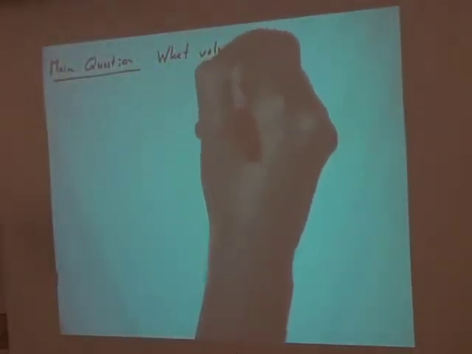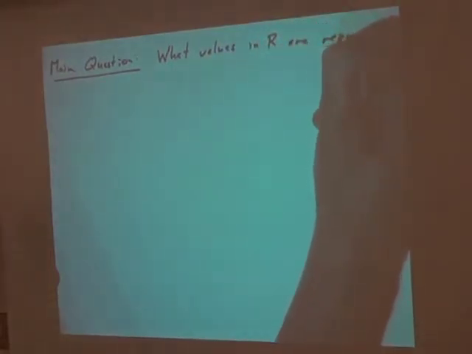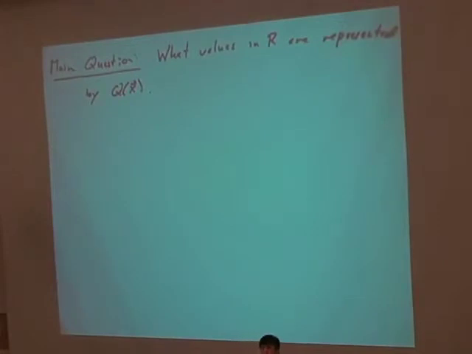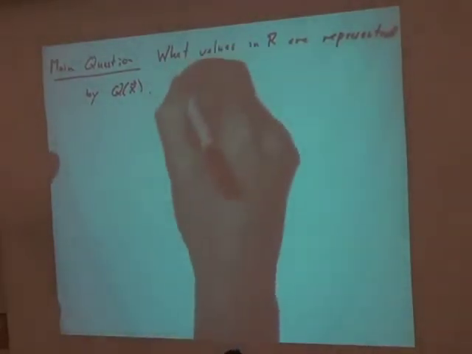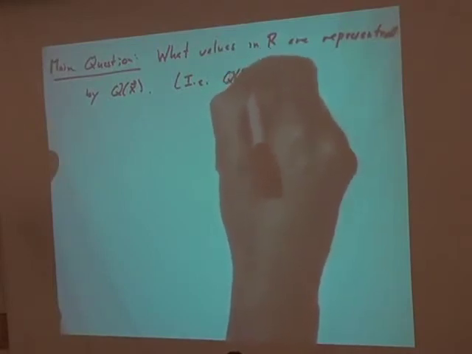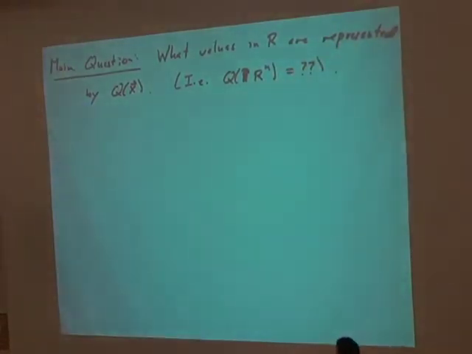So our main question that I'm going to be interested in throughout all of these lectures is what values in R are represented by the given quadratic form Q of x. So you're going to fix some quadratic form, and you're going to look at, i.e., Q of R^n is equal to what? So a quadratic form in n variables, and that's the question I want to answer, or try to understand throughout these lectures, and their connection with automorphic forms.